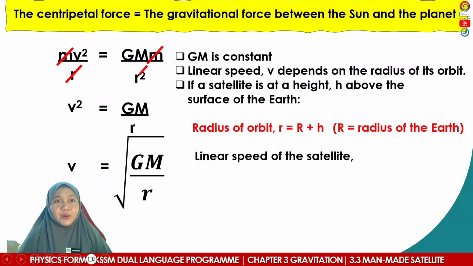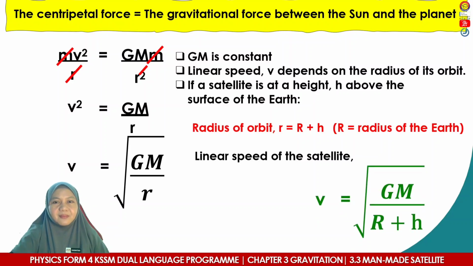So if we equalize these two formulas and cancel all the common factors, it will leave us with v squared on the left and GM divided by r on the right. And when we make v the subject, this is what we'll have: v equals the square root of GM divided by r. So this is the equation to determine the linear speed of a satellite.